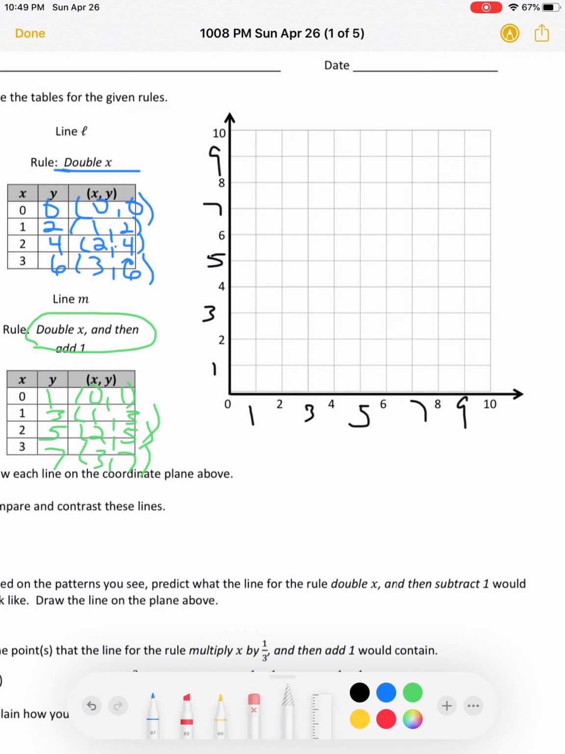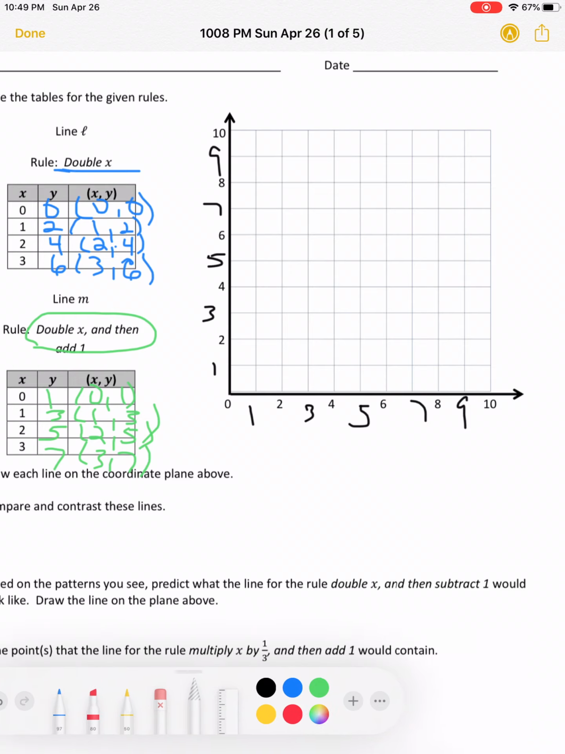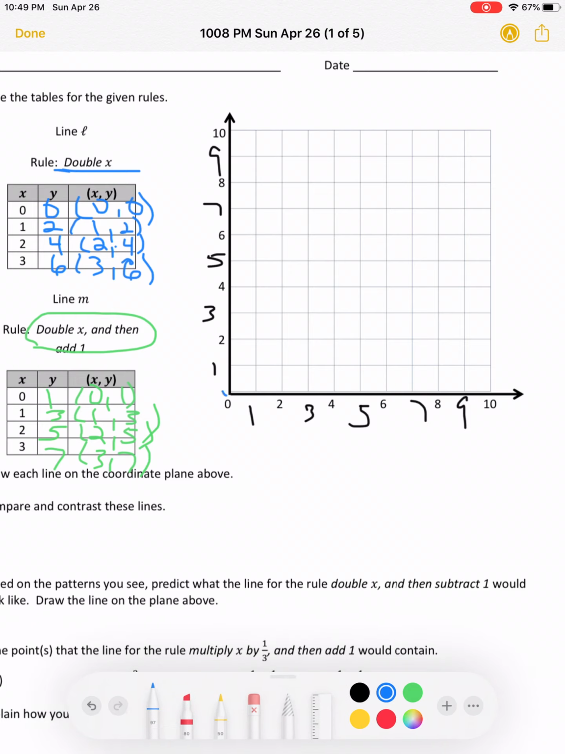All right, now we're able to plot. The first one is 0, 0. So now let's plot here, 0 on the x-axis, 0 on the y-axis, okay? The next one is 1, 2. I'll go over to 1 on the x-axis, which is here, and then up to 2 on the y-axis, which is there. And then I'll plot. The next one is 2, 4. I'll go over to 2 on the x-axis and 4 on the y-axis. Remember, x-axis always goes first, okay? Here, and I'll plot here.